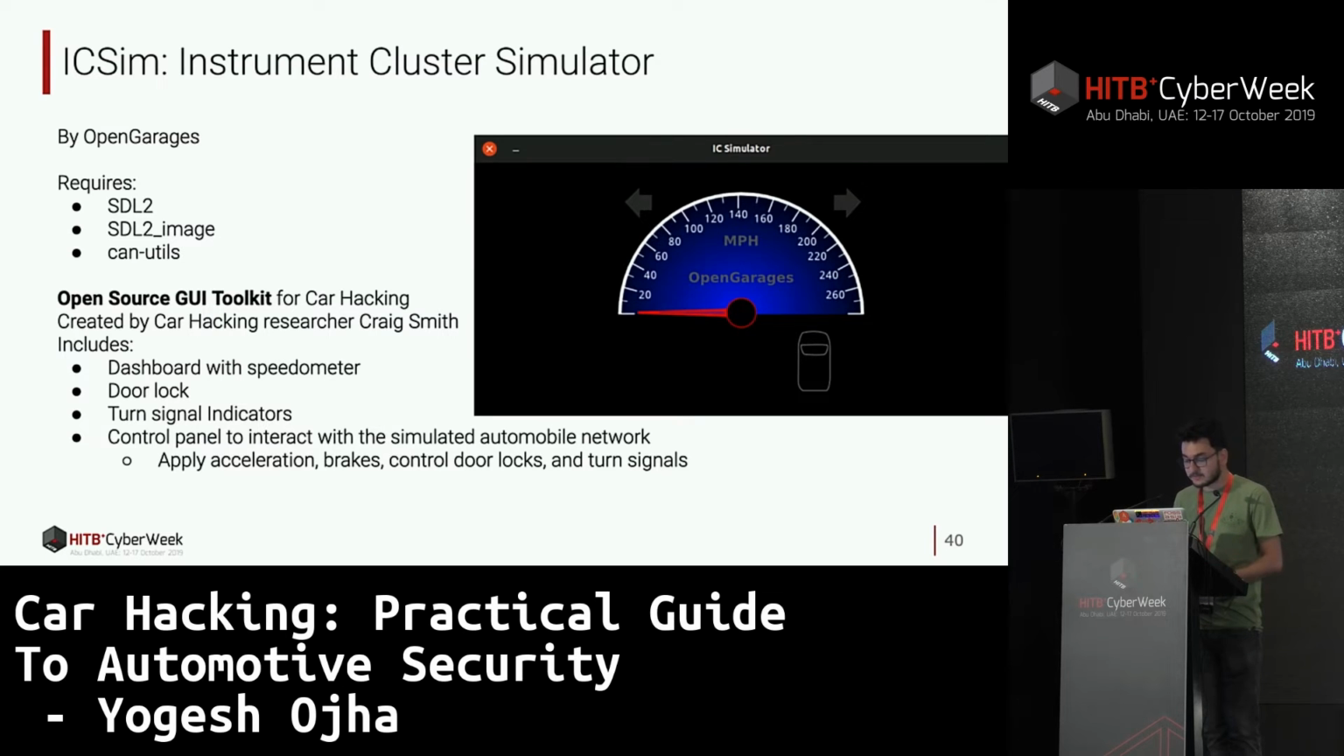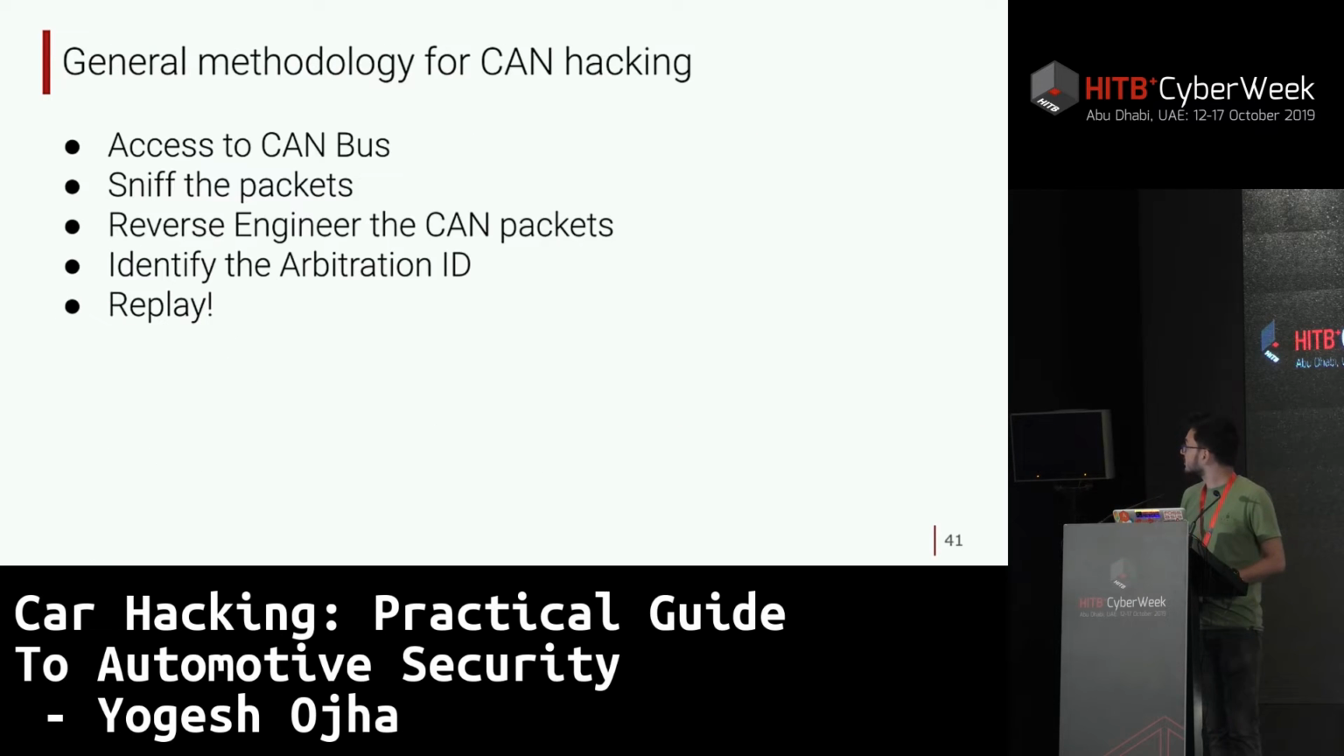So this has all this dashboard with the speedometer, door lock. If you want to lock and unlock the door, it has all the doors. It has turn signal indicators as well. You can see the left and right turn signals. You can apply acceleration, brakes, all this sort of stuff from your keyboard as well. So it even has a control panel to interact with the automotive network.